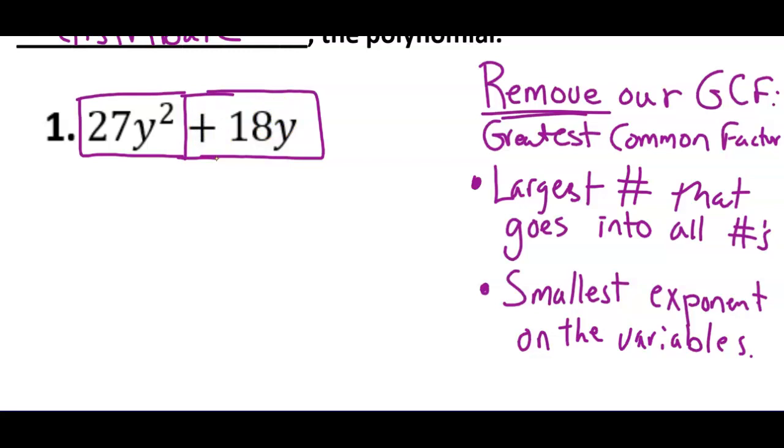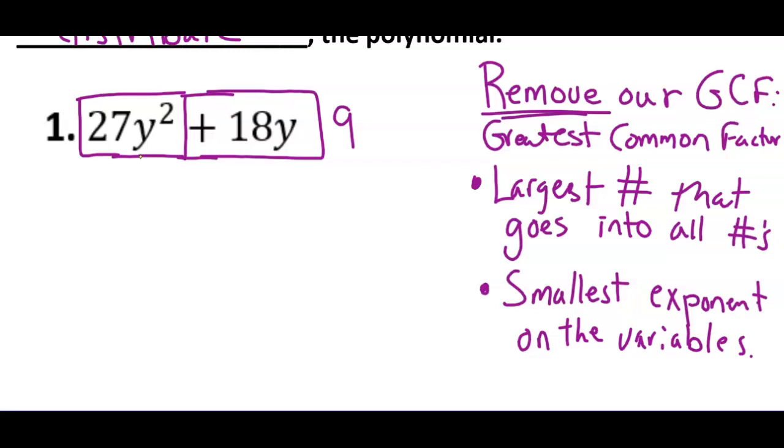Okay? Let's see, I can divide both these numbers by 9. So 9 is the largest number because I can't divide this by 18. 6. I can divide this by 6. I can't divide that by 6. 9 is bigger than 6. So 9 is my biggest number. Okay, I can divide 18 by 3. I can divide 27 by 3.